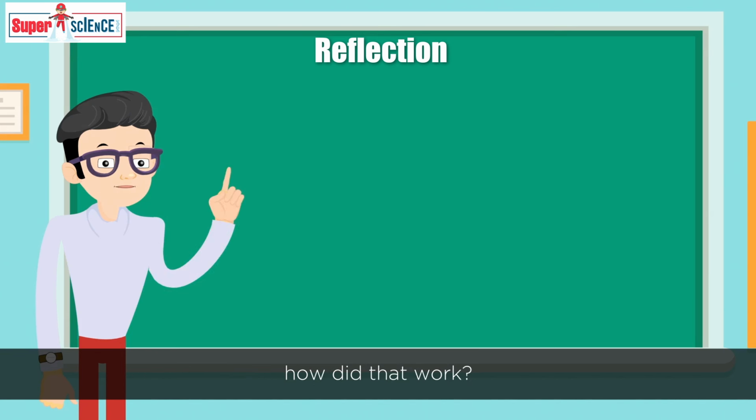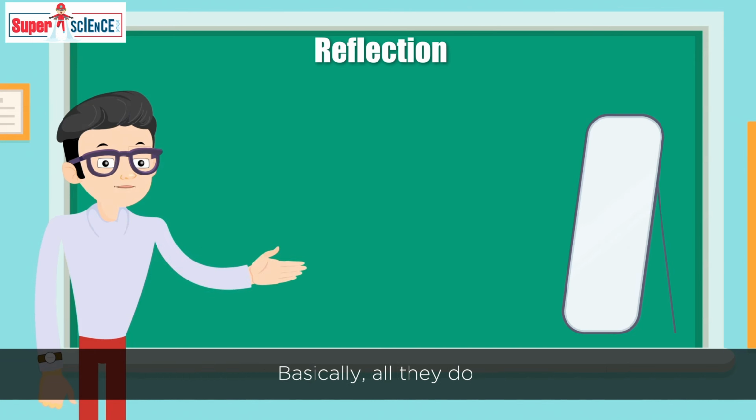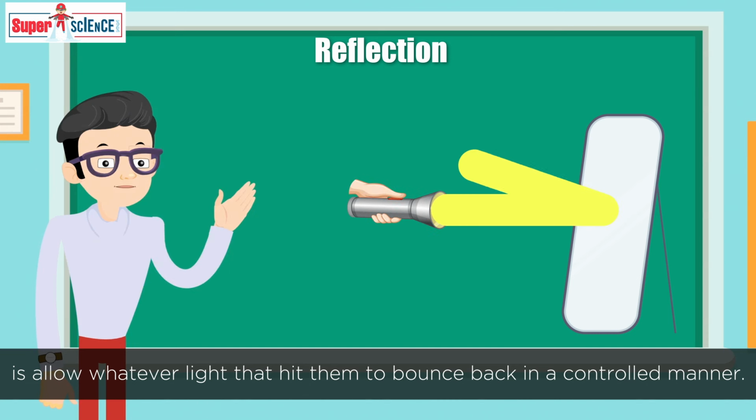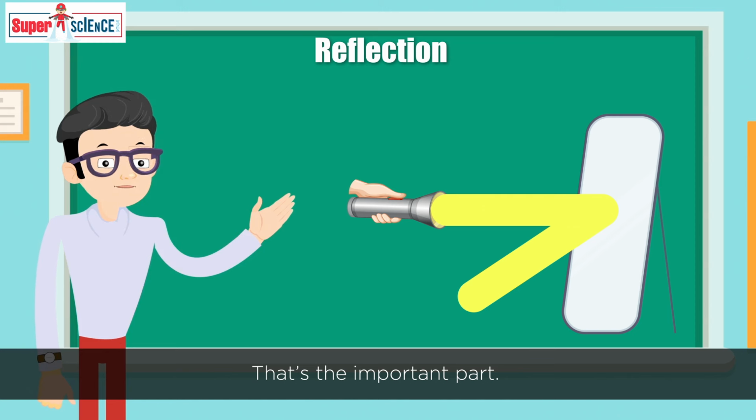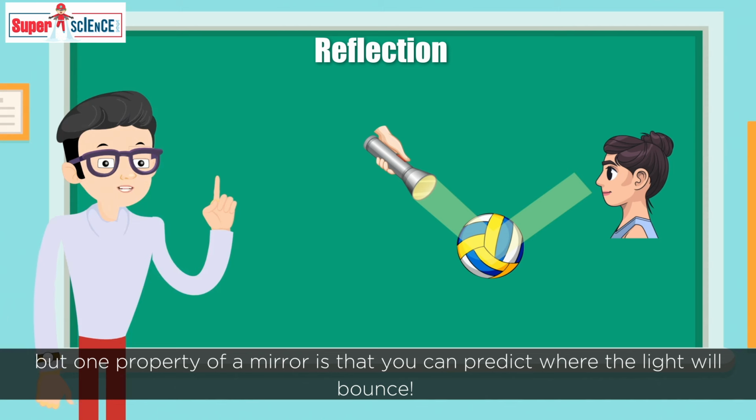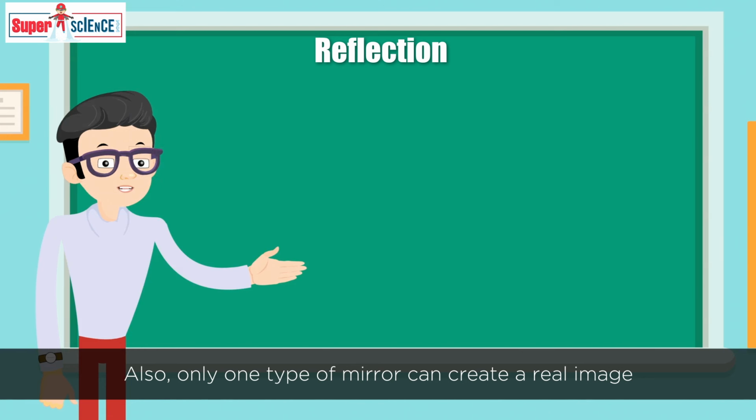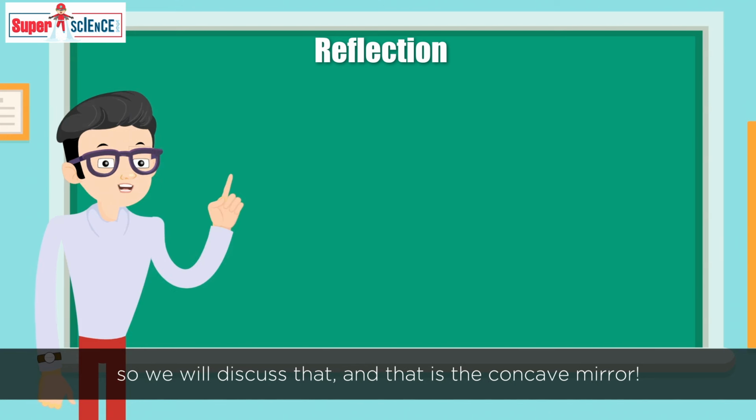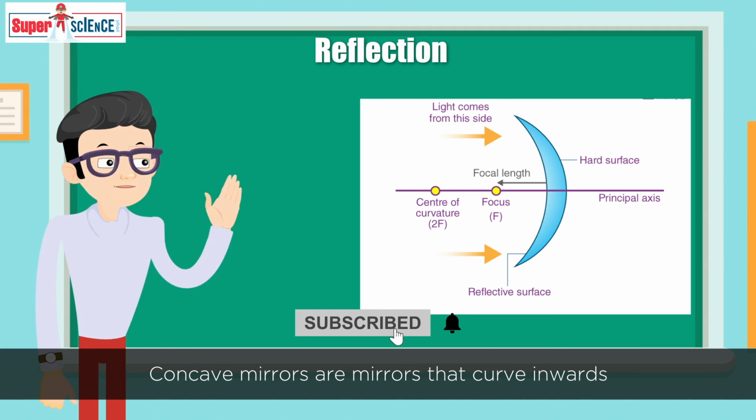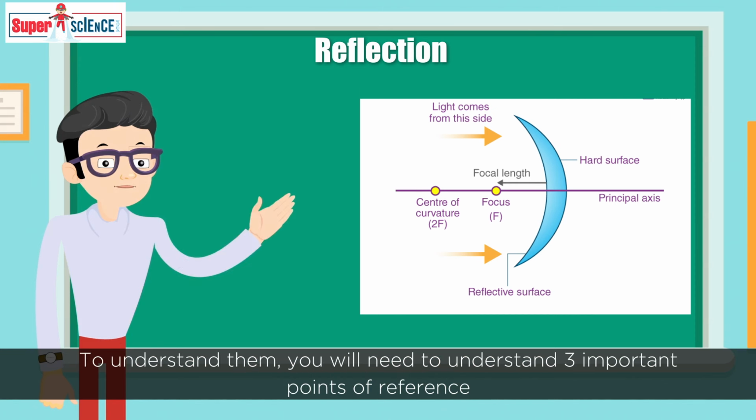How did that work? To understand that, we will need to learn exactly how mirrors work. Basically, all they do is allow whatever light that hit them to bounce back in a controlled manner. That's the important part. We learned earlier that light bounces off everything it hits, but one property of a mirror is that you can predict where the light will bounce. Also, only one type of mirror can create a real image, so we will have to discuss that, and that is the concave mirror. Concave mirrors are mirrors that curve in on themselves, like a cave. Get it? Concave?